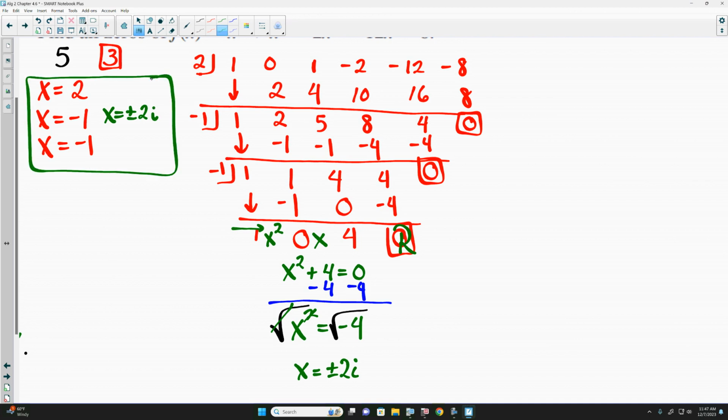So our solutions for this here are 2, negative 1, and positive negative 2i, which gives us 1, 2, 3, 4, 5 solutions. Questions on this here? Get ready for the next one.